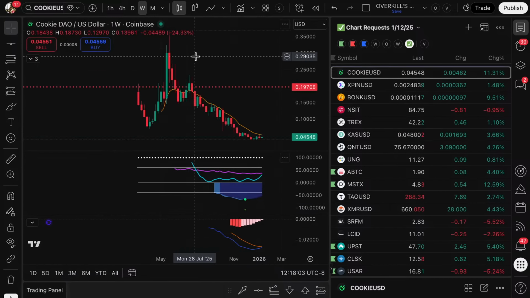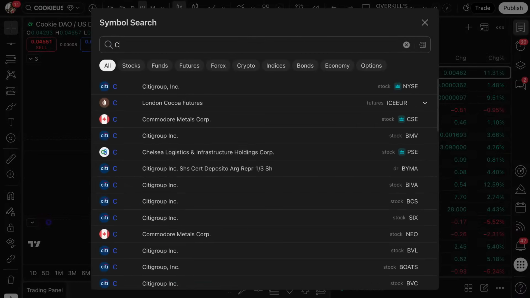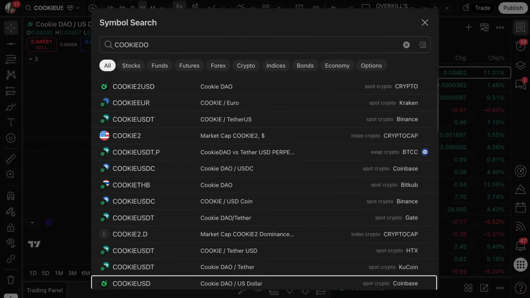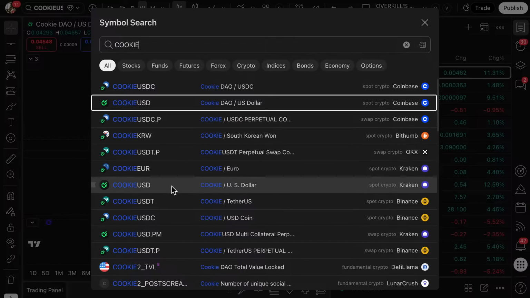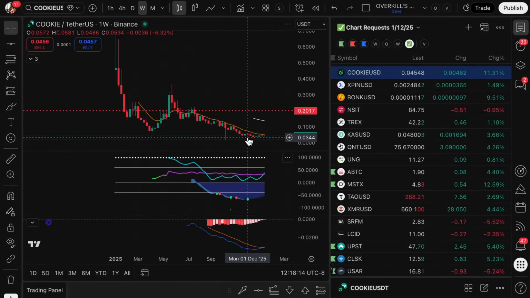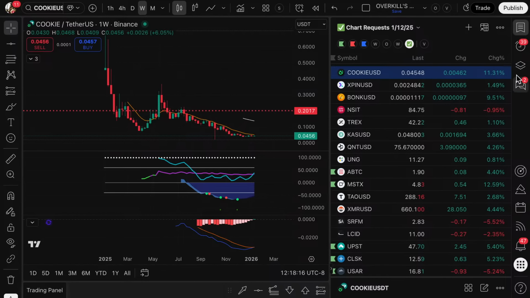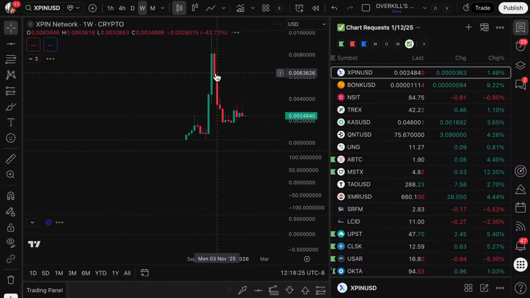Cookie DAO. I've gotten a lot of requests for this. I don't know what this thing is, but there has been a lot of requests on it lately. We're down here in buying territory, so if you believe in the project, I'd be a buyer of it down here. Looks like an all-time high of 70 cents. It's sitting at 4 cents. So we're buyers as long as the last dot is green.